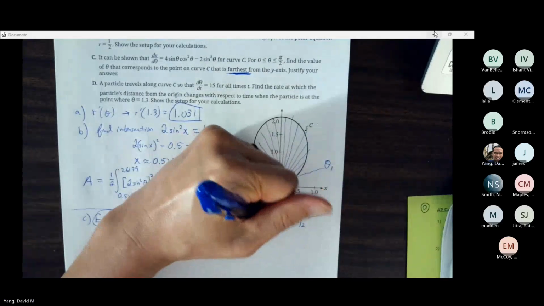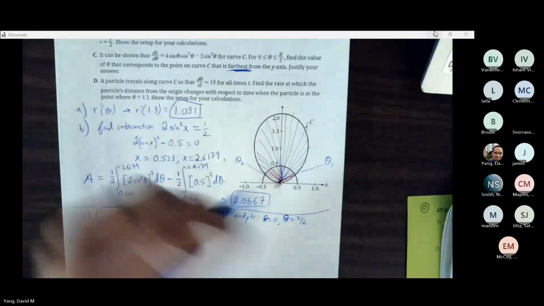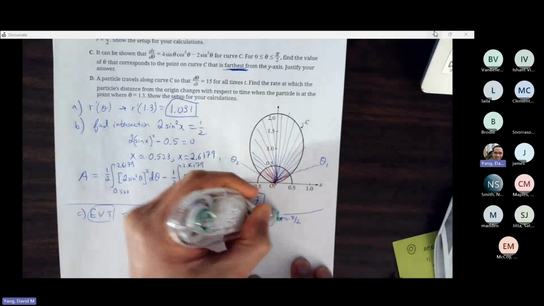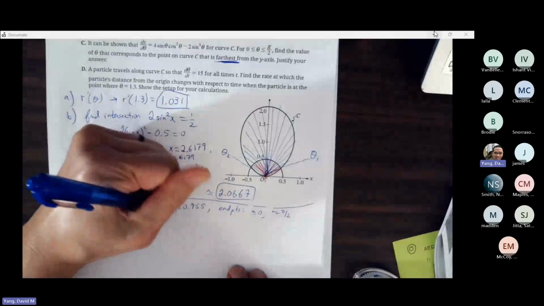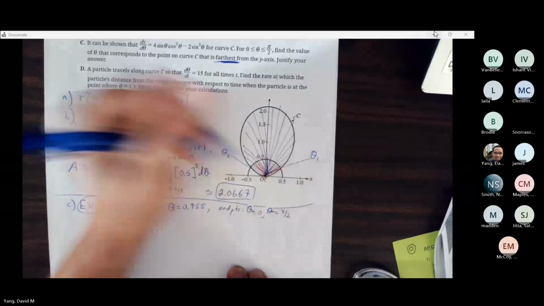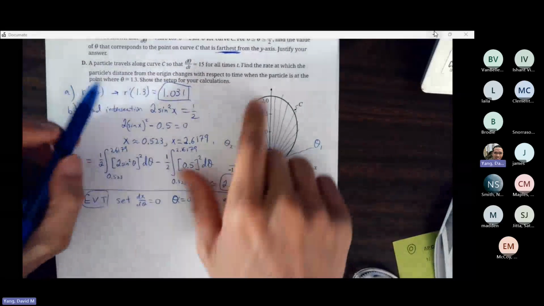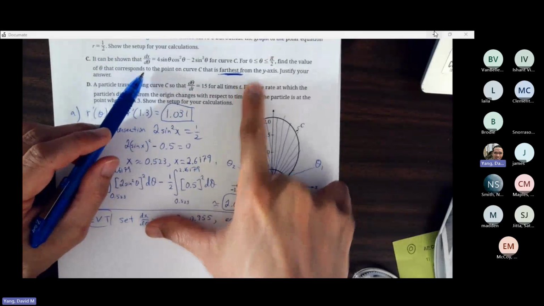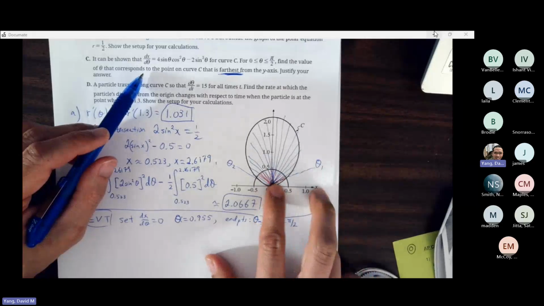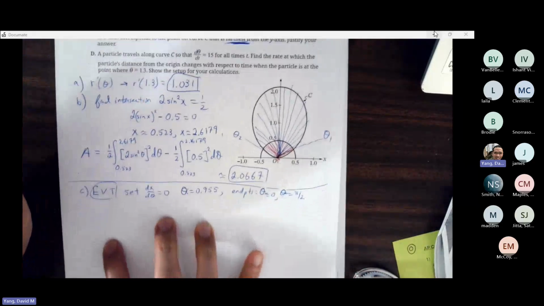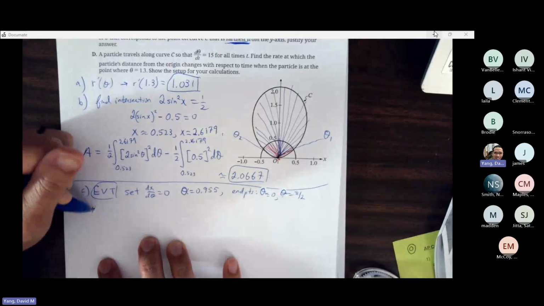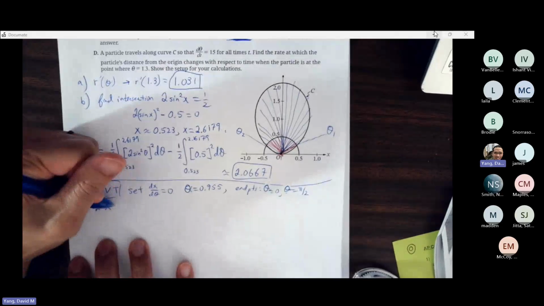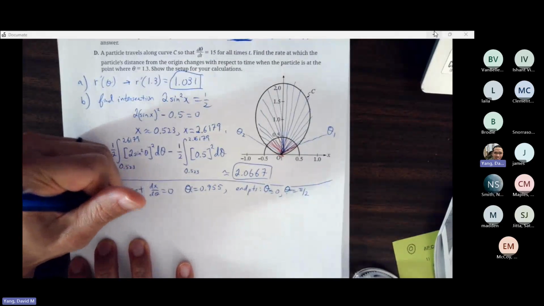Or sorry, theta. Even though I'm doing this in terms of x, I do want to match the variable with what they're talking about. So find the rate at which origin is furthest from the y-axis. So furthest from the y-axis, we want to find the largest x value. So to get the largest x value, we need to create an x equation. And we know that means we have to get from polar into rectangular form. And polar into rectangular form is x equals r cosine theta.